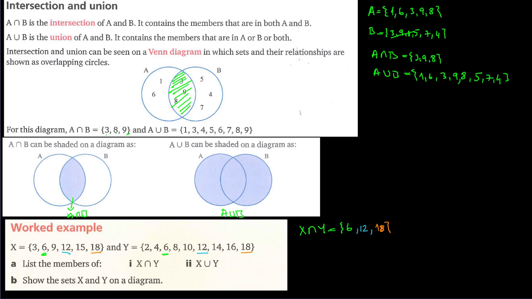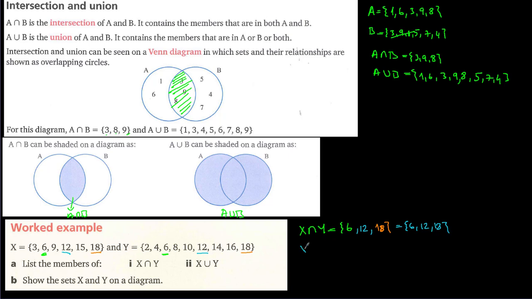I wrote with different colors to show which one is common: 6, 12, and 18. These are the common elements. So X intersection Y should be this one. Okay, the second part is coming, X union Y.